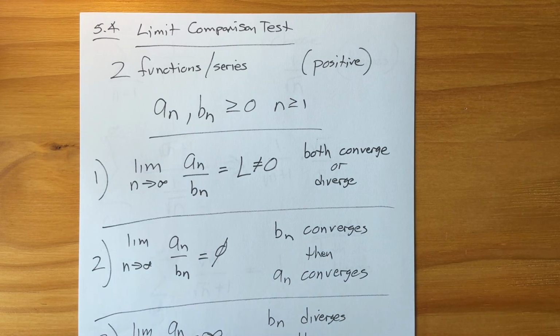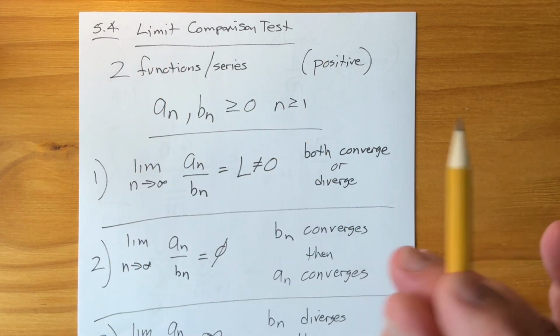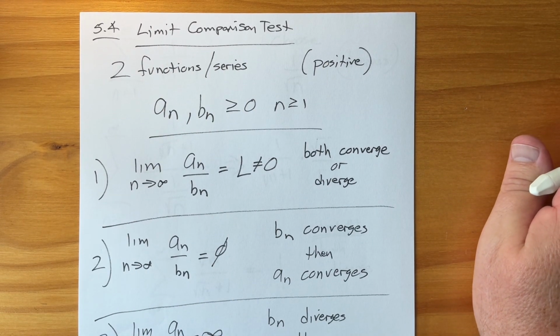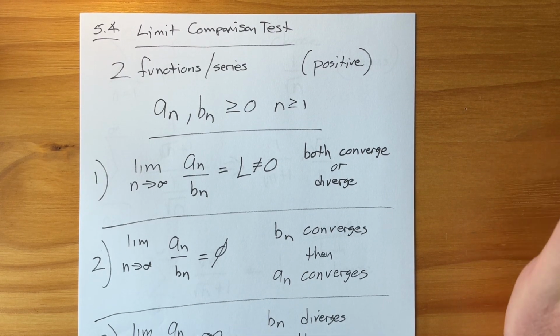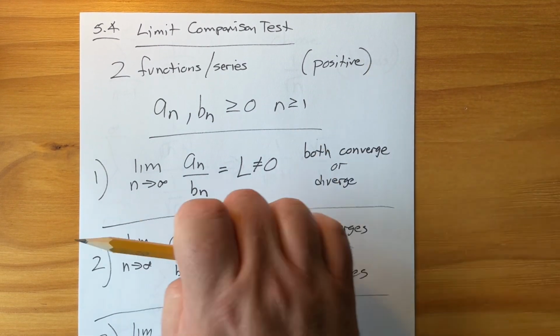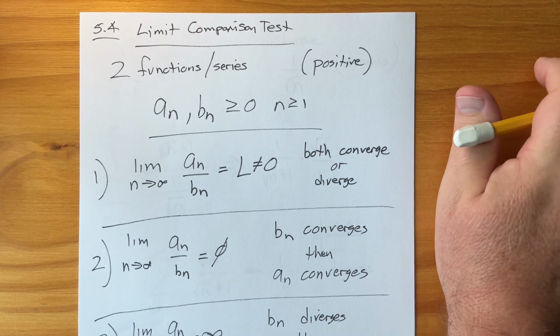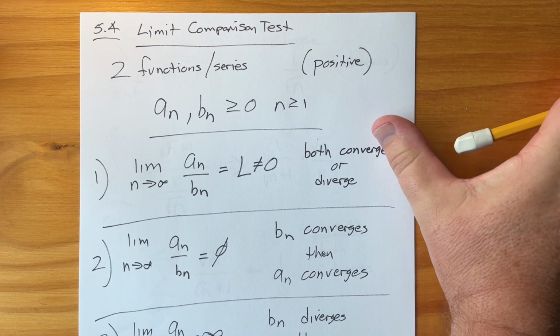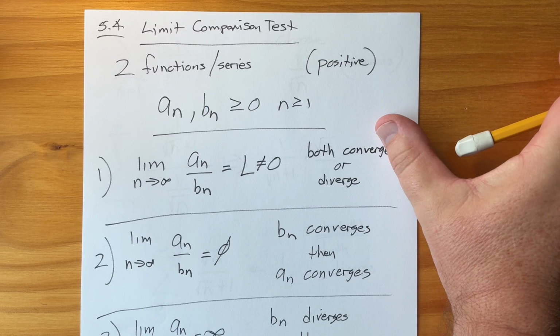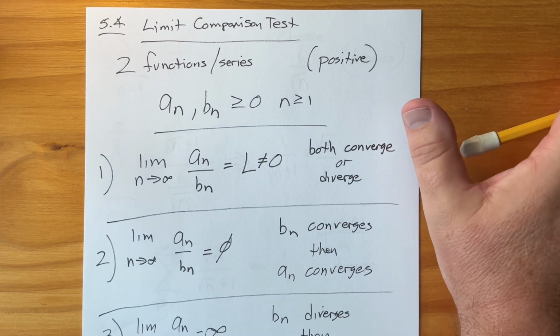All right, friends, the second comparison test is the limit comparison test. This one has got a little algebra involved in it. The requirement is that both functions we're going to talk about have to be positive. And again, like the other, you're going to pick a function that you already know is either divergent or convergent, one of those two things.